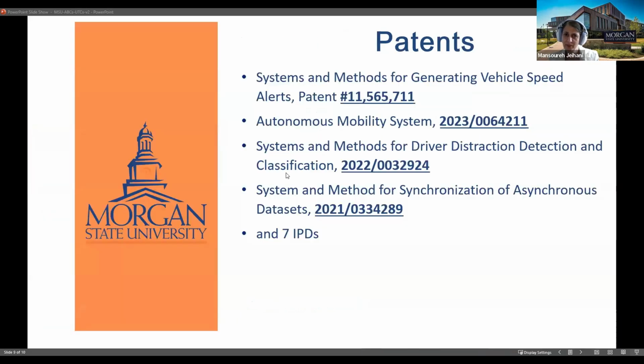We have been able to receive 1 patent, and we have 3 patents that are pending, and we have 7 other IPDs that we are going to put on the patent track. And that's based on all the research that we have been doing in this center.